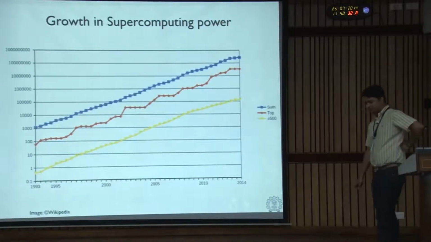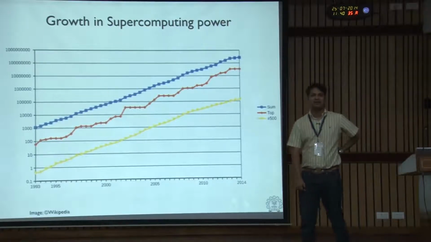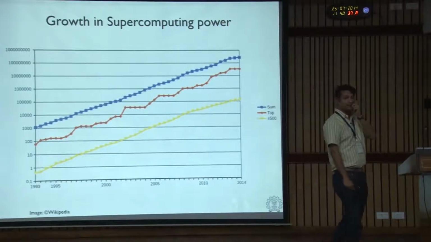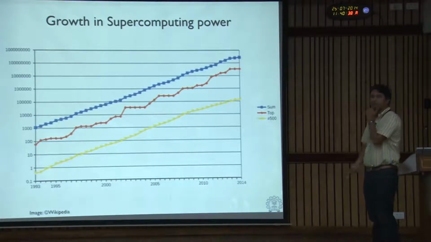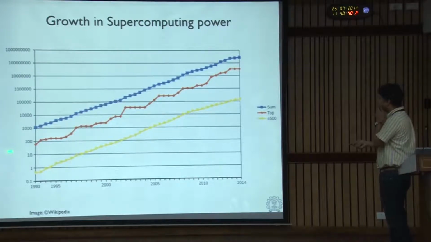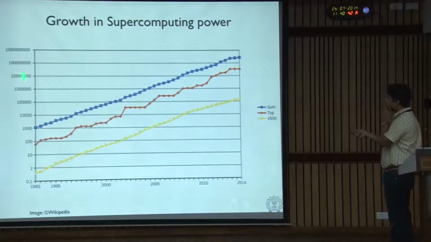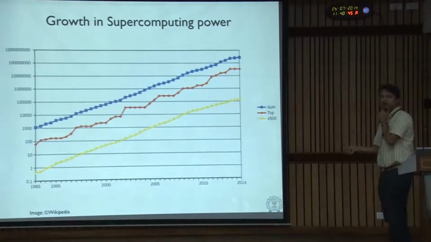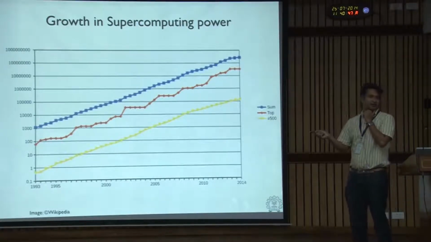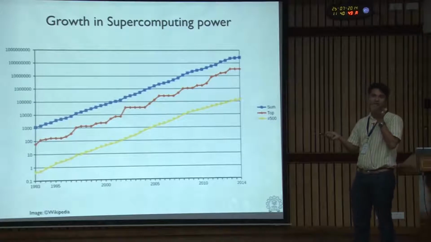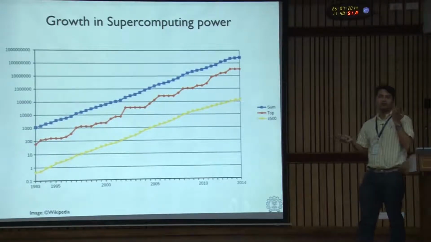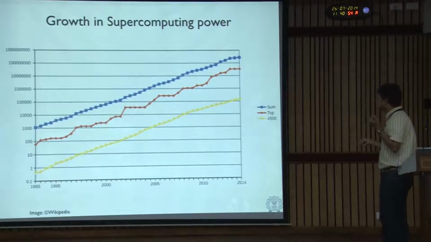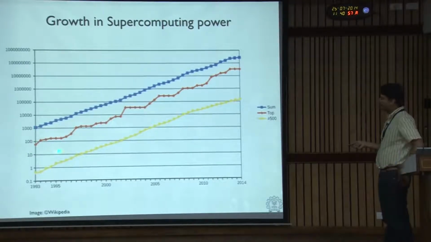So if you look at it, the growth in supercomputing power has been tremendous over the past couple of decades. This is a plot which I took from Wikipedia last night, and you can see, on the y-axis, you have gigaflops, in a log scale. A gigaflop is 10 raised to 9 floating point operations per second, and you can see that over the years, the red line is the fastest supercomputer in the world.